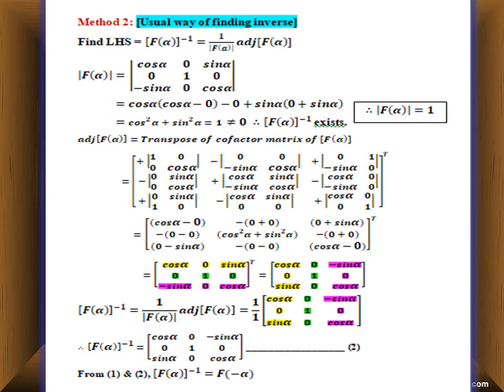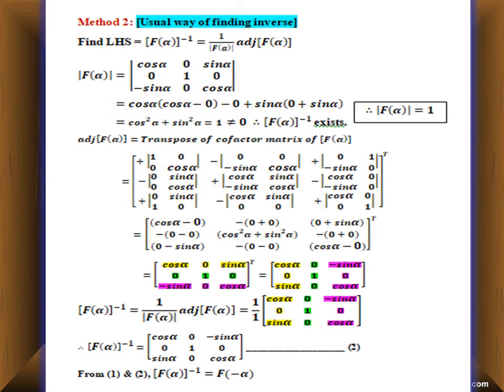So you need to get determinant f of alpha and simplify. You are getting the value as 1. Ensure that it is not equal to 0, then only inverse exists. Here it is 1, so it is not equal to 0, f of alpha the whole inverse exists. Then find adjoint f of alpha, that is the transpose of the cofactor matrix of f of alpha.